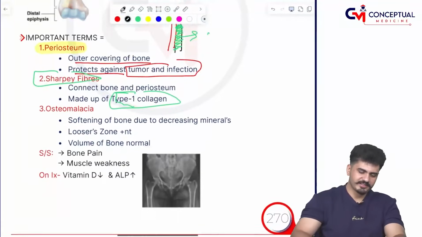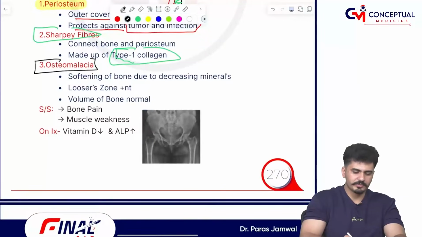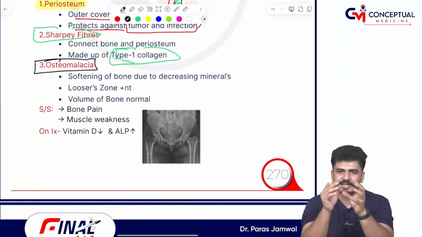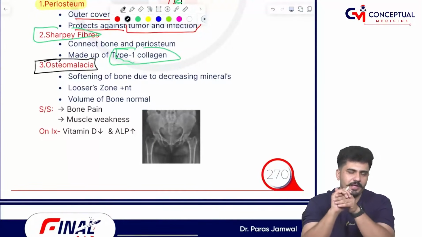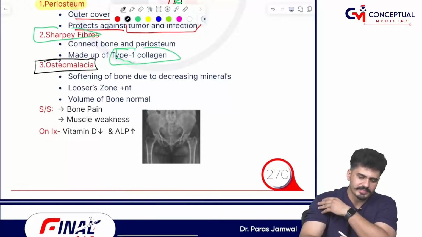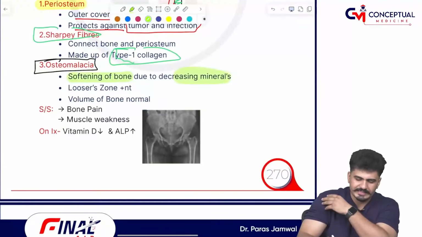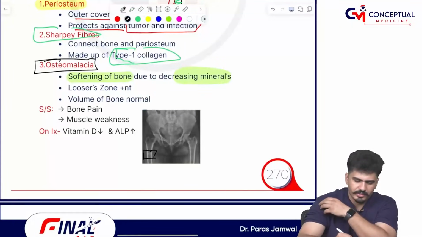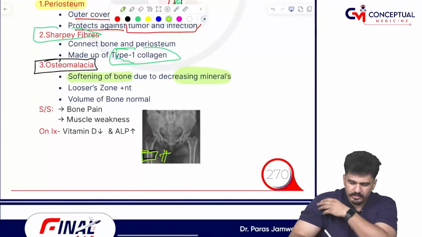Next, let's talk about osteomalacia. Vitamin D deficiency in children is rickets; in adults it is osteomalacia. Now what things are you going to see? Sir, there is a loosening of the zones in the bone, plus there will be a softening of the bone due to decrease in minerals. They will look like a fracture, but they are not a fracture. This is called a pseudo fracture, or in other language, Looser's zone.